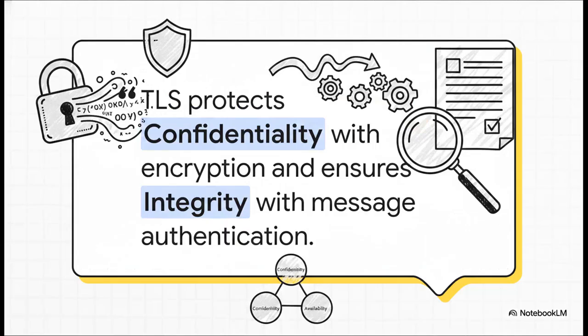And this, right here, is where it all clicks into place. See? TLS uses encryption, the scrambling, to provide confidentiality. And it uses something called message authentication to guarantee integrity, making sure nothing was changed. It's a direct, practical application of those big CIA principles we just talked about.